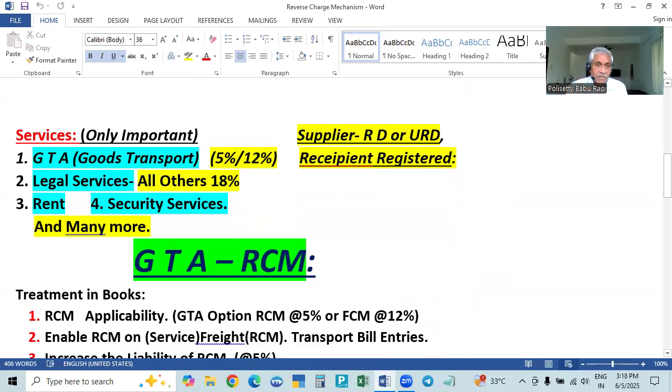In the case of goods GTA service, the tax is 5%. The recipient must be registered, and the supplier may be registered or unregistered. So what is meant by GTA? See, there will be many lorries and autos on the road. They also are transporters and transport goods, but they are not called Goods Transport Agency. Only if three conditions are fulfilled is the transporter called a GTA, Goods Transport Agency.